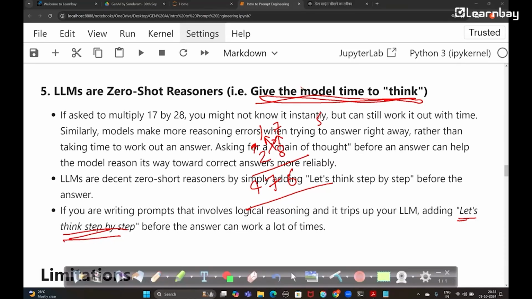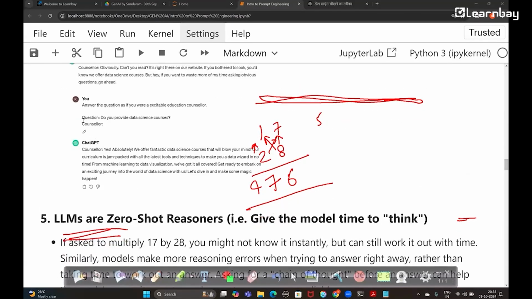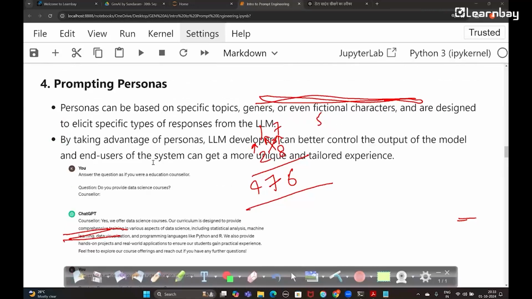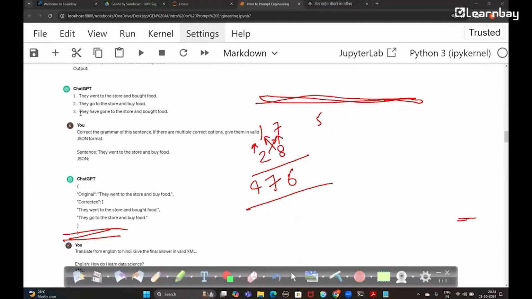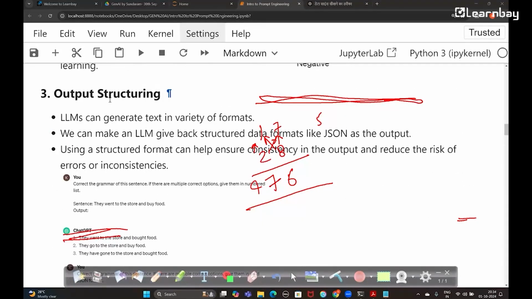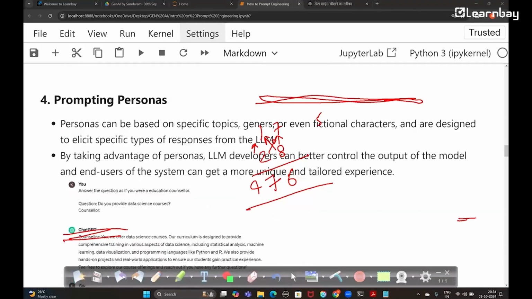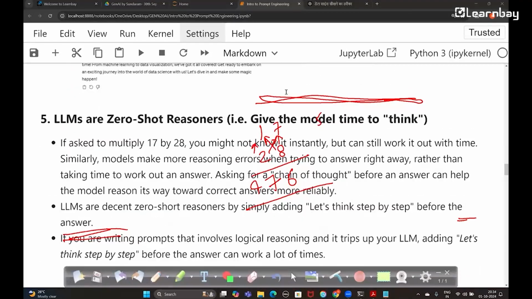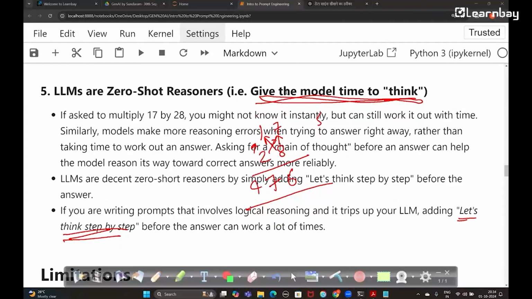Are you guys with me, my dear friends? Gitanjali, one point you just missed. Okay, so you will get a recording. Rest is fine, no worry. This part I have just discussed: prompting persona, this one also you missed, output structuring. So no worry, you have a recording, you can watch it. Guys, everybody, are you with me, all my dear friends?